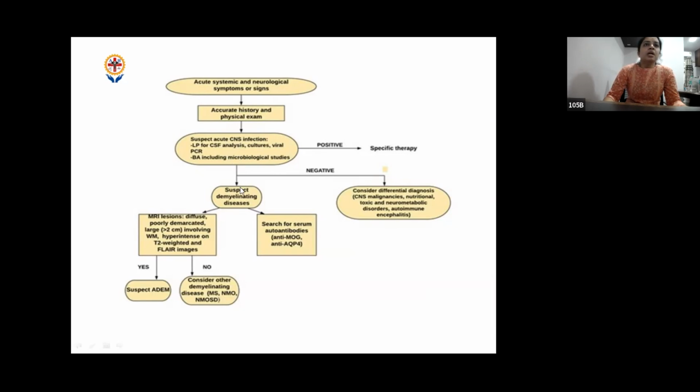The same child presenting after 4 days with signs and symptoms, but the history and physical examination are not suspicious of CNS infection, and we should suspect demyelinating disease. To rule out demyelinating disease, go for imaging first. Imaging findings are confirmatory, and we can also go for serum antibodies, that is anti-MOG antibodies and anti-aquaporin antibodies. If MRI is showing diffuse, poorly demarcated lesions involving the white matter, which are hyperintense lesions, then suspect ADEM.